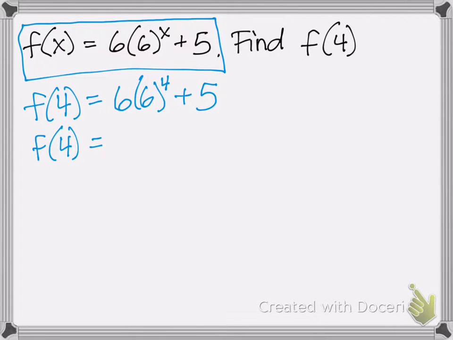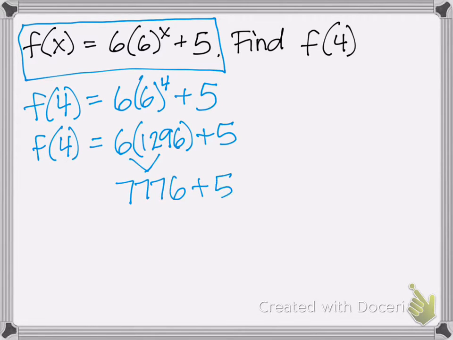And then we will do our 6 to the 4th power, which we can calculate as 6 times 6 times 6 times 6. So that's going to give us 1,296, and then plus 5. So when I continue to work through my problem, I'll multiply times 6, which is 7,776, plus 5. Continue here, 7,781. So that's going to be our final answer.